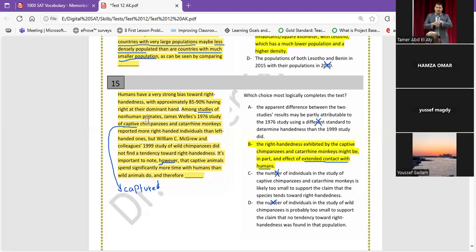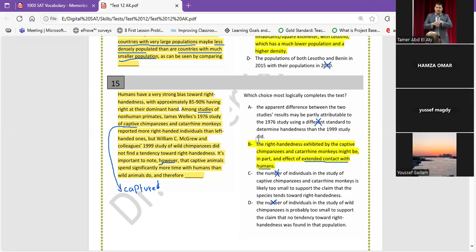Among studies of non-human primates, you know, like the monkeys, James Willis' 1976 study of captive chimpanzees and catarrhine monkeys reported more right-handed individuals than left-handed ones. But William C. McGrew and colleagues' 1999 study of wild chimpanzees didn't find a tendency toward right-handedness. It's important to note, however, that captive animals spend significantly more time with humans than wild animals do, and therefore, captive means captured, like they put them in a kind of a zoo.